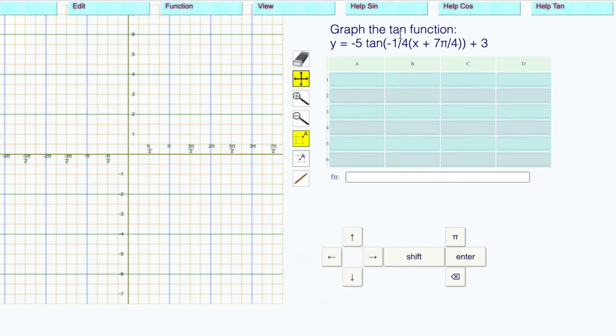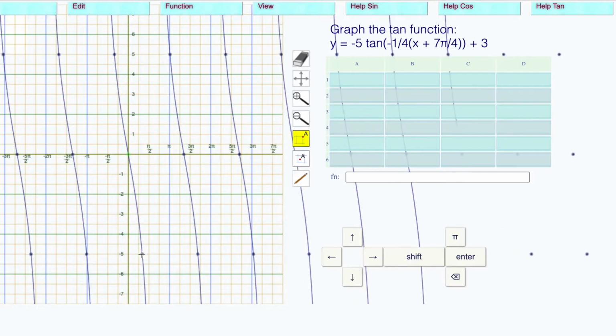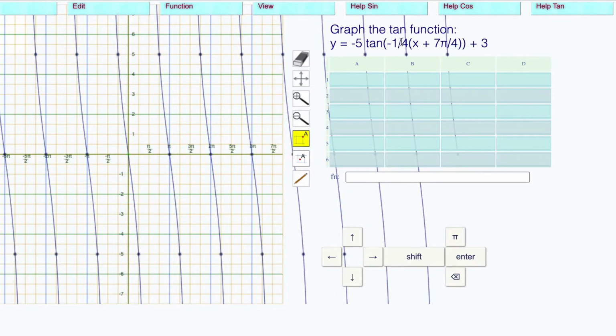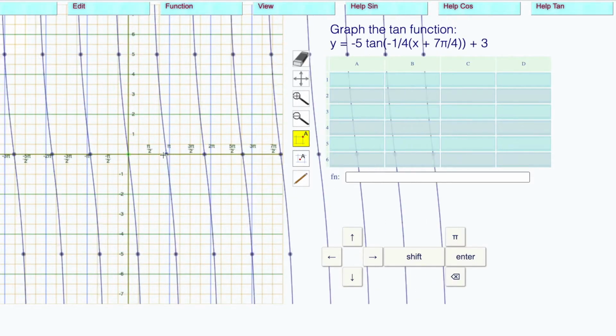Check to see if you're right. Graph the tangent function. The amplitude is -5. Click on the origin. Drag this down to -5, like that. There's your amplitude. The b is -1/4. We are going to take the reciprocal of -1/4, that's -4, and multiply it by this pi. It's going to give us -4 pi.